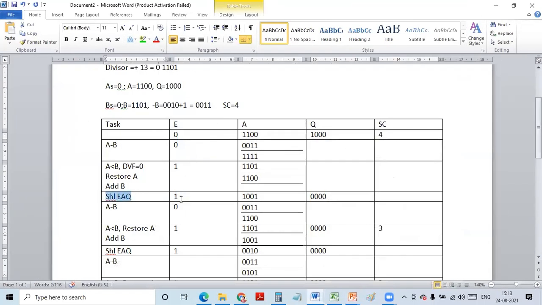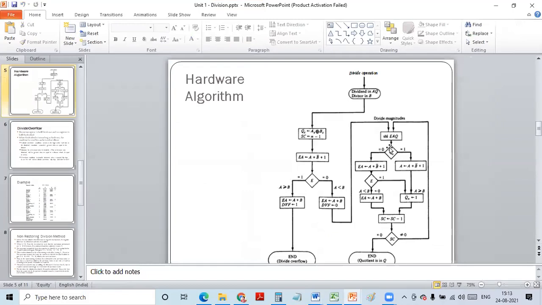See, after shift left, whatever we got here. Okay. Right? So A minus B, we are doing subtraction A minus B. Since here E is 1, that will carry, right? So we have to make your Qn 1 and then you need to go back. This path we need to choose. So we have followed this path. We forgot initially. E is 1. So this path we have to go.